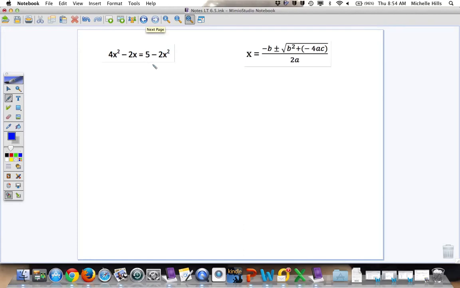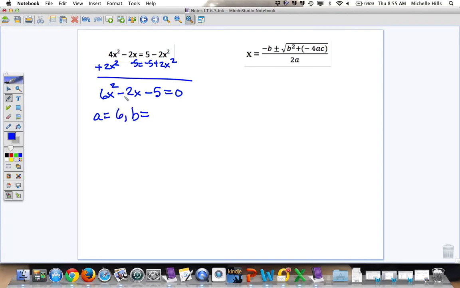And this last one, I would add 2x squared to move it to the left because I want everything on the same side. And then subtract 5 to get rid of this positive 5. And that would leave me with 6x squared minus 2x minus 5 equals 0. So a is the coefficient of my x squared, which is 6. B is the coefficient of my x, which is -2. C is my constant, which is -5.